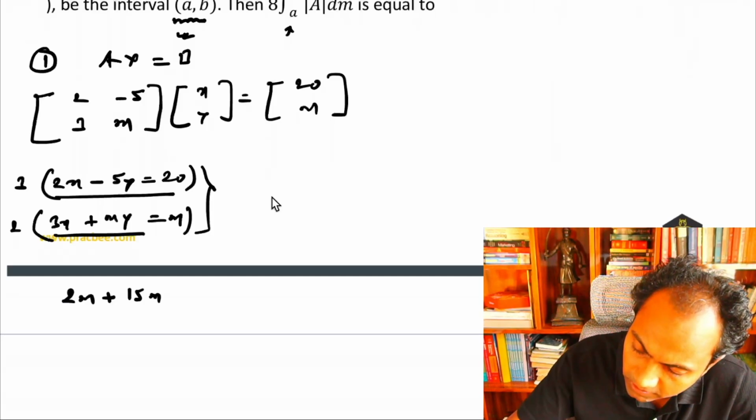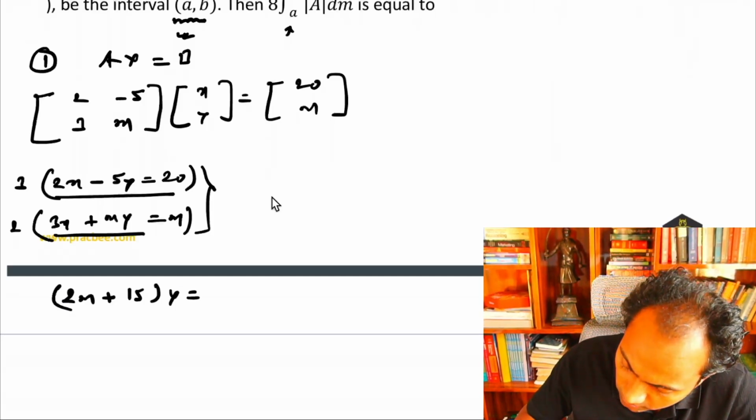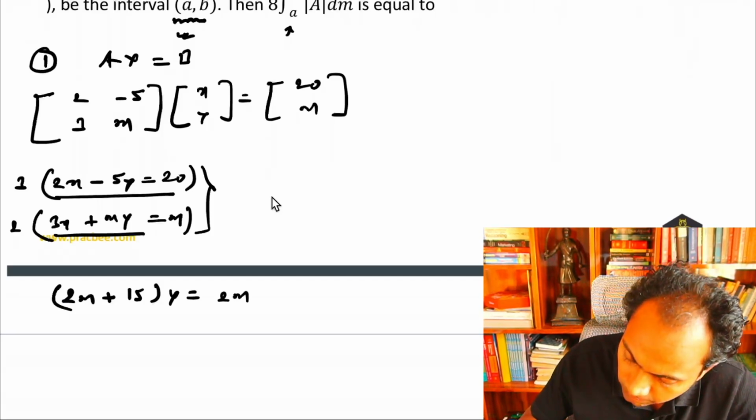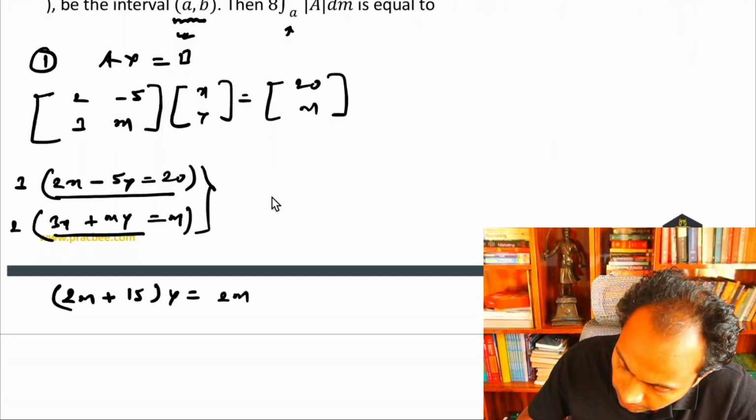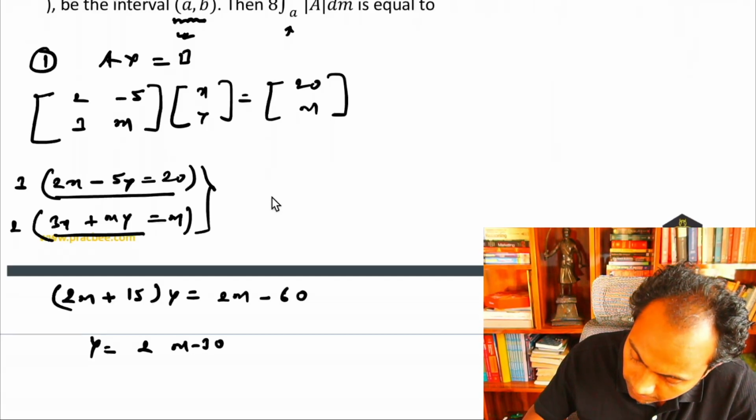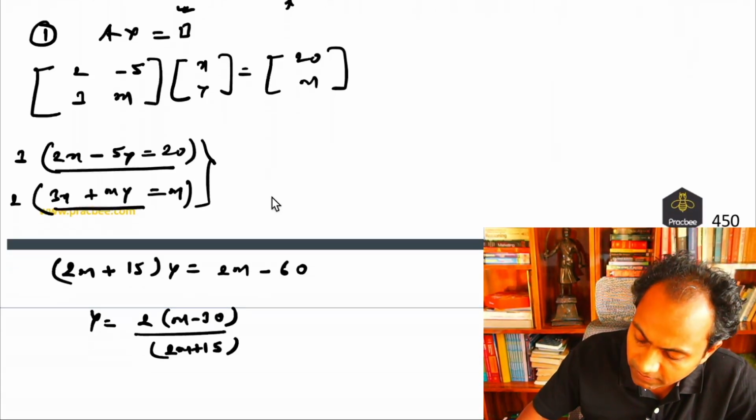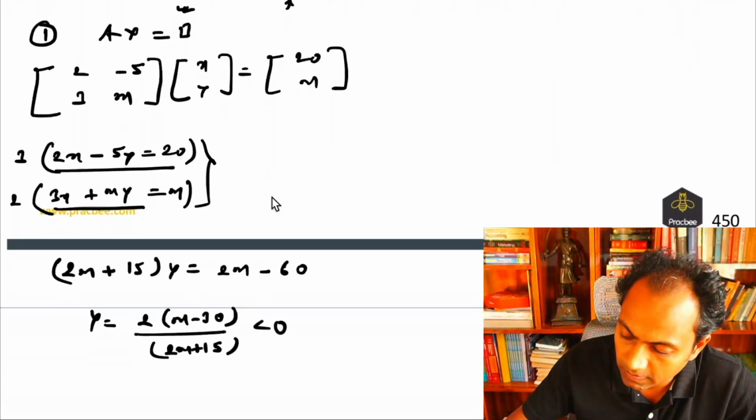2m plus 15 times y will be equal to 2m minus 60. So value of y corresponding to this is nothing but 2 times m minus 30 by 2m plus 15. But the first condition they have given is this is smaller than 0. Now let us move towards the next one.